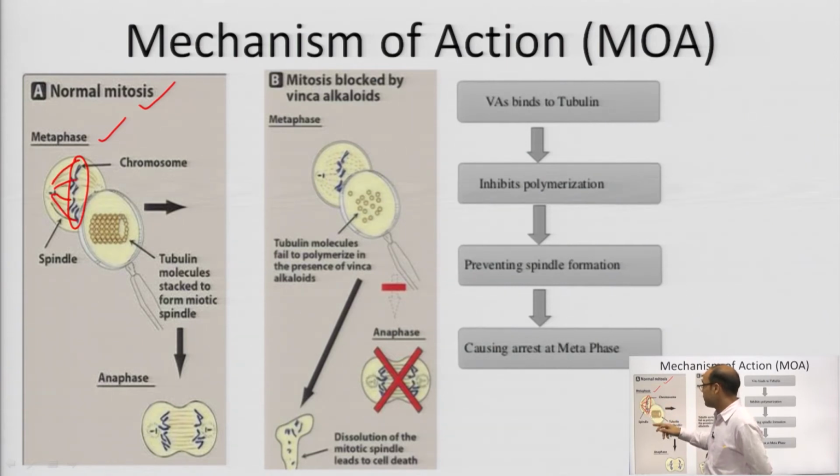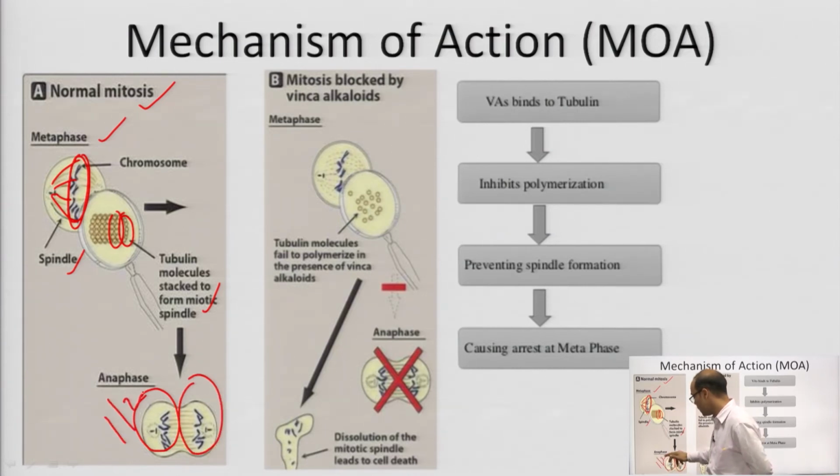These spindle fibers are made up of tubulin molecules. These tubulin molecules stack over each other to form a mitotic spindle, and during the process of cell division, these tubulin-made spindle fibers separate the genetic material into two halves. The entire chromosome is aligned at the center, and in anaphase, which is after metaphase, you can see that half of the genetic material is transferred to the opposite pole, and half is transferred to this side. In this way, cell division occurs normally.